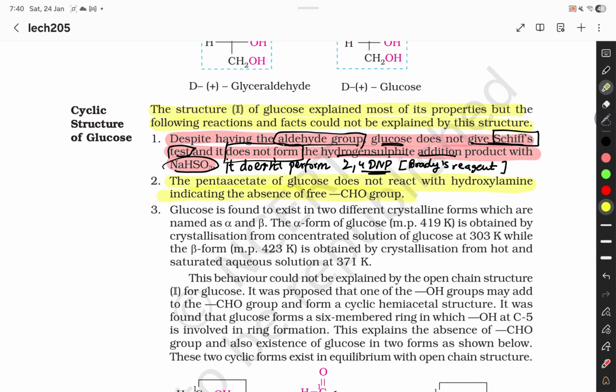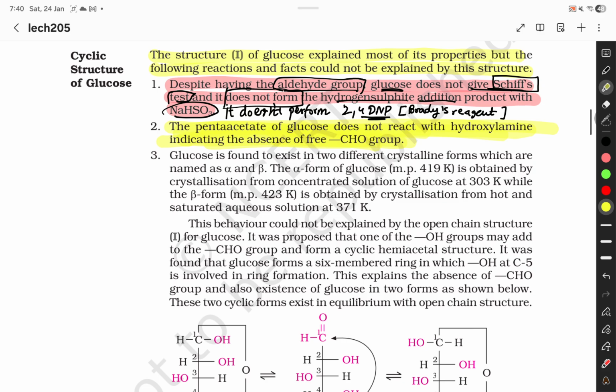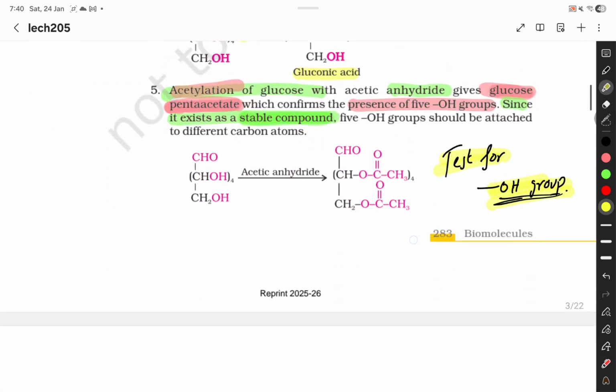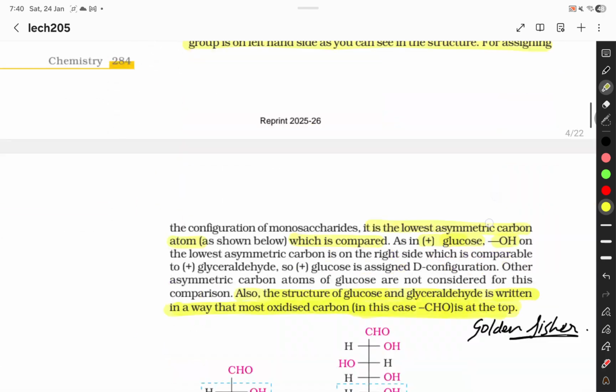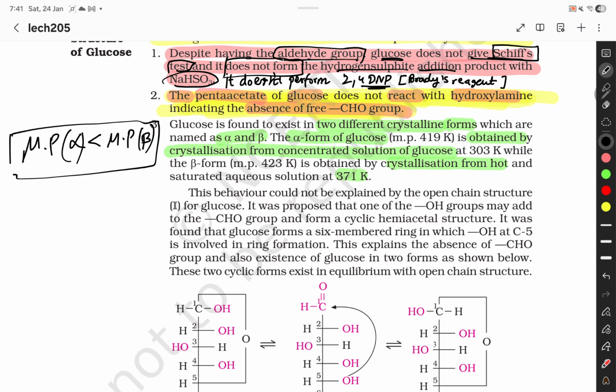The pentaacetate of glucose does not react with hydroxylamine. Where have we seen that before? It's this one. Pentaacetate does not react because when it forms the cyclic structure and then you do acetylation, it'll form pentaacetate. So they're talking about that itself, not the normal CHO group. So still remember, the pentaacetate of glucose does not react with hydroxylamine, indicating the absence of a free CHO group. So this is a very important paragraph.